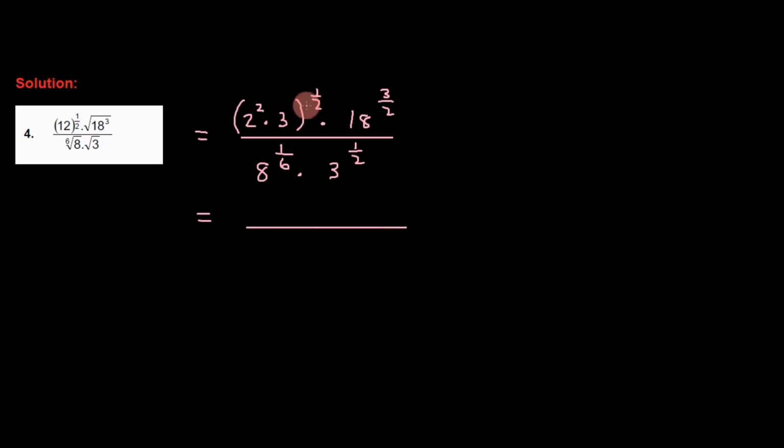Now we can multiply out the powers here where we have the brackets. So 2 times a half is 1. So we have 2 to the 1, or just 2. And then 3 has a power of 1 that we don't write. So then 1 times a half is a half. Then we can use prime factors for 18. It's going to be 2 times 3 squared. Prime factors of 8 will be 2 cubed.